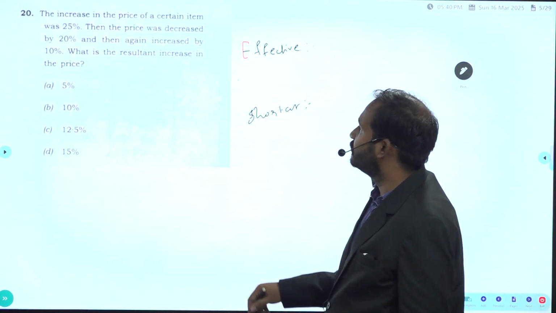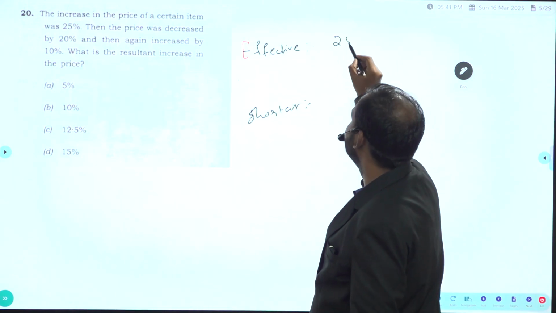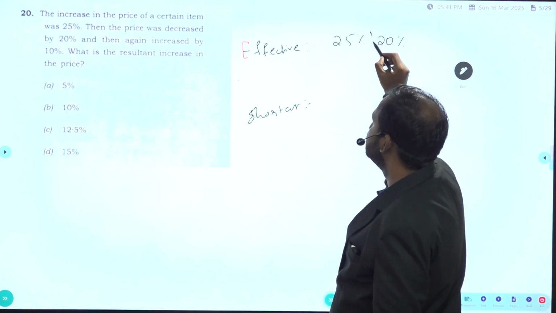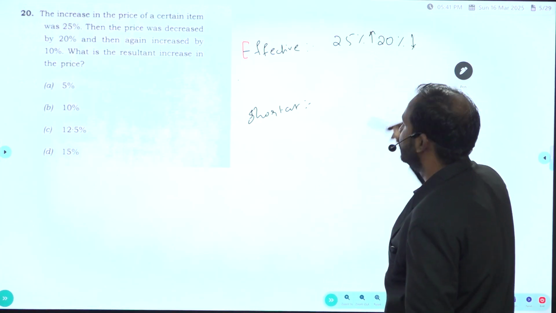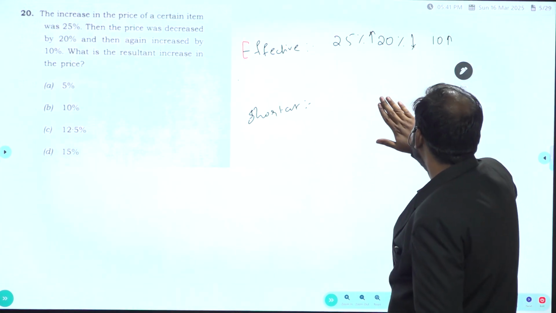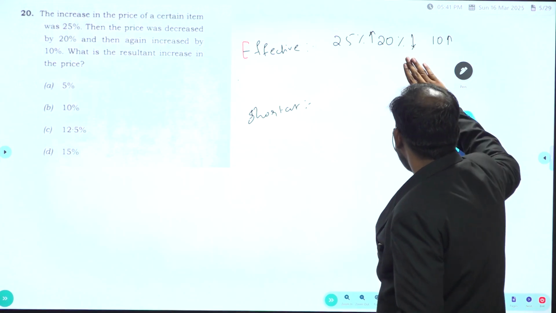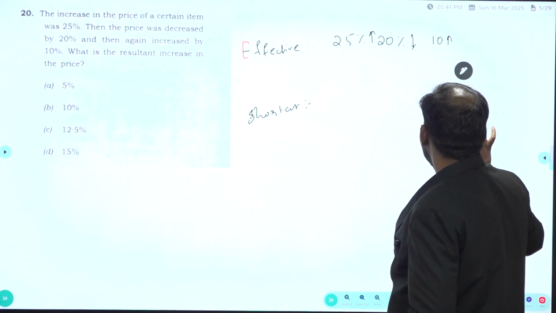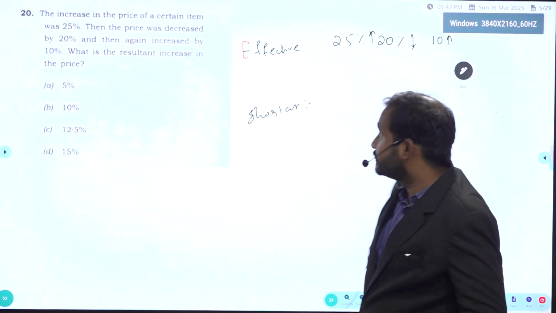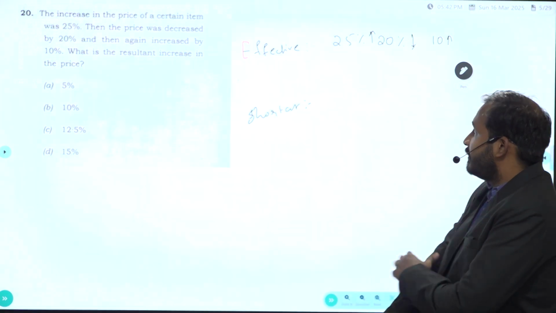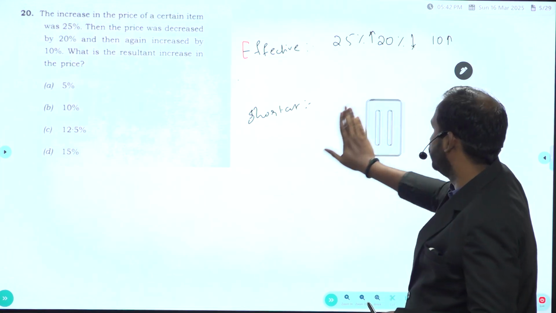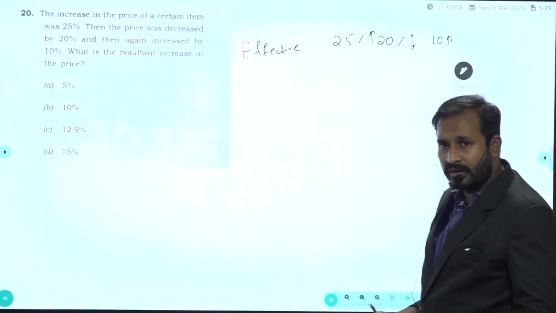See here, if you use the effective percentage, the price was changed by 25%, 20%. First it is increased by 25% and then decreased by 20%, and then finally it is once again increased by 10%. We will see what actually is happening with this one. Alright, now see here in this concept, we will try to solve it.